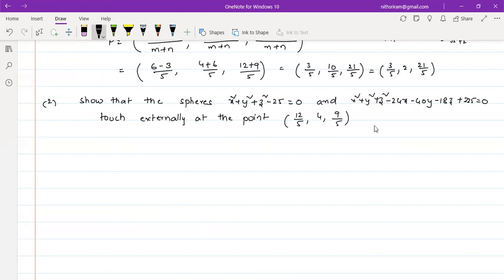Here it was also given what the point of contact is. We have to verify whether it is correct or not. First of all, we have to show that the two spheres touch each other externally, which means C1C2 is equal to R1 plus R2. We have to verify that condition, and after verifying it, we have to find the point of contact. The answer was also given in this particular problem, so this answer should be obtained while finding the point of contact. Okay, right. Thank you.